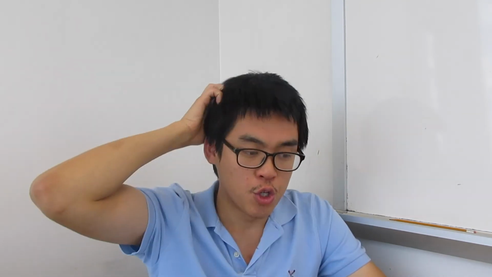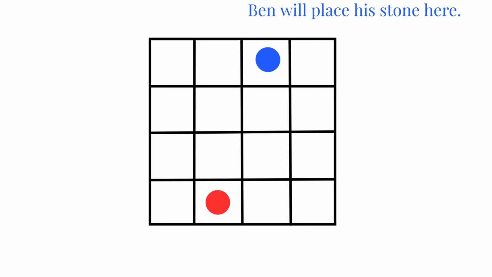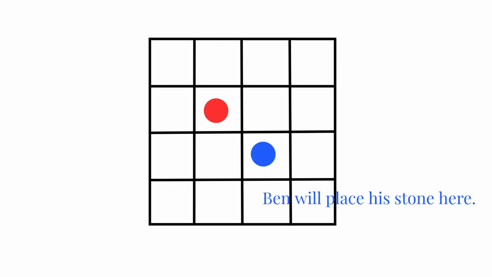And here's how. Ben's strategy is, if Amy puts her stone somewhere on the board, he's going to put his stone on the opposite side relative to the center of the board. So for example, if Amy puts the stone here, he will put a stone here, while if Amy puts a stone here, he will put a stone here. The strategy is actually pretty easy to understand, but why does that work? Why does that prevent Amy from putting 5 stones on the board no matter how Amy plays?